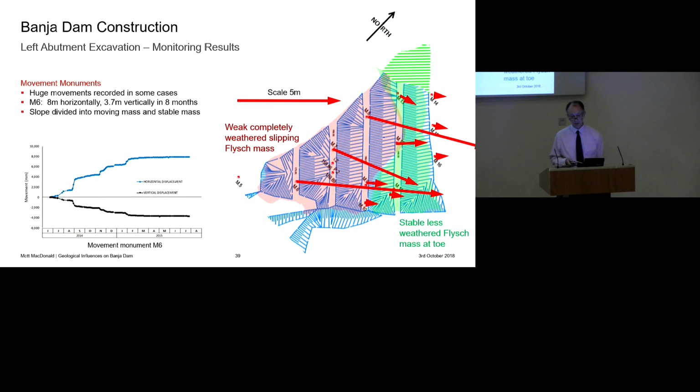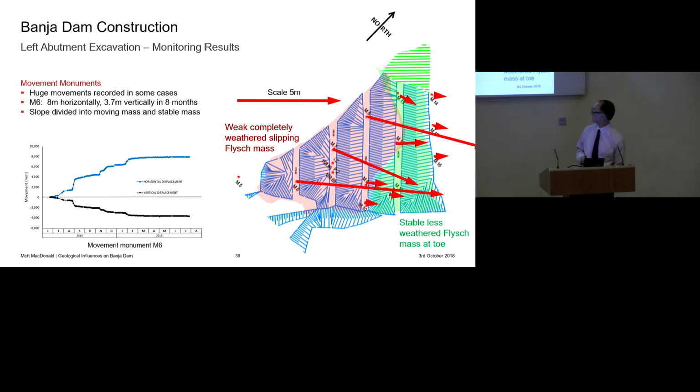So here's a cartoon sketch summarising some of the movements that we got over a period of 8 months whilst we were monitoring. And some of these movements are huge. One of them, M6, moved 8 metres horizontally and 4 metres vertically, nearly 3.7 metres, over a period of 8 months. And that movement monument was still there and was still monitored over all of that period, which is quite an achievement, I think.